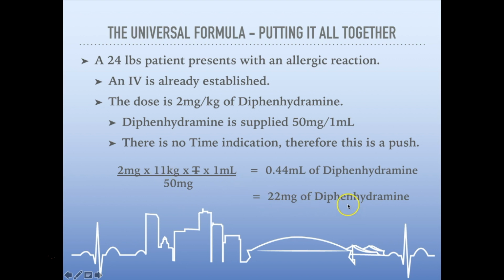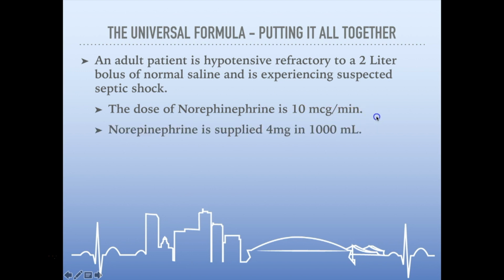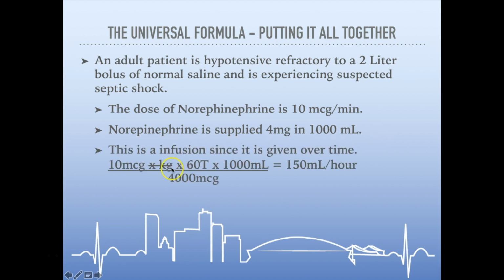This time we have an adult patient who's hypotensive after some normal saline and is experiencing suspected septic shock. Our order is to give norepinephrine at 10 mics per minute. Our norepinephrine is supplied 4 milligrams in 1,000 milliliters. This is an infusion since it's given over time.